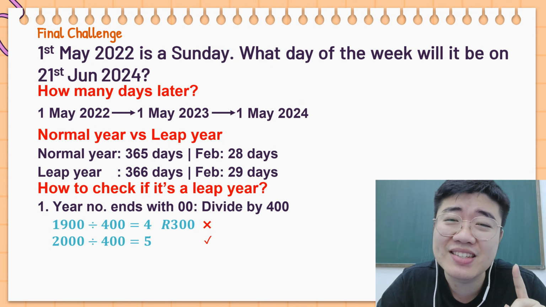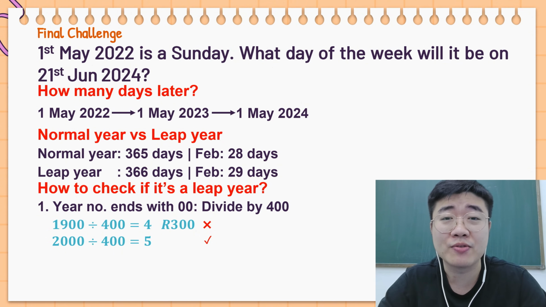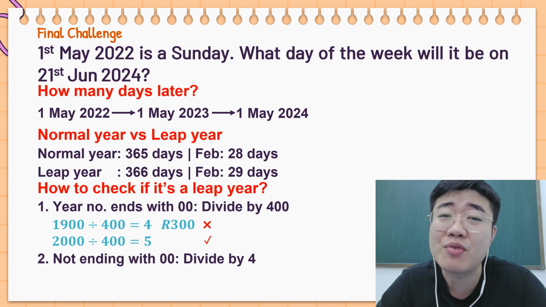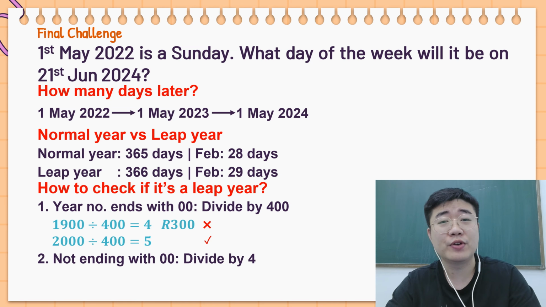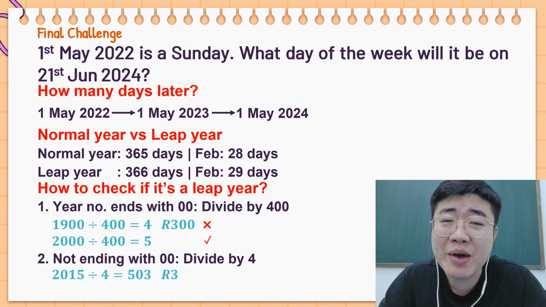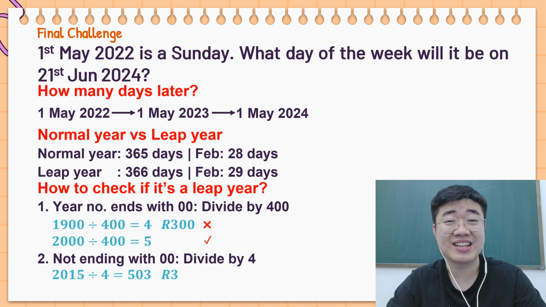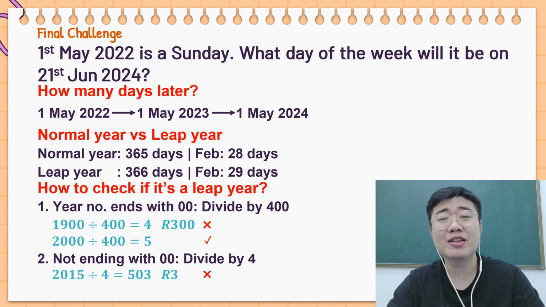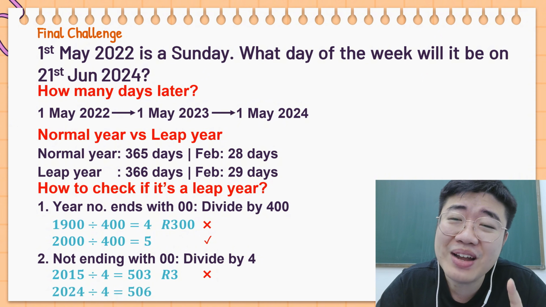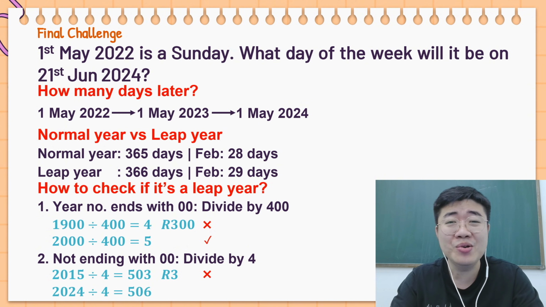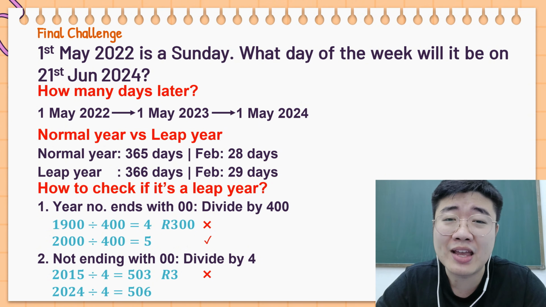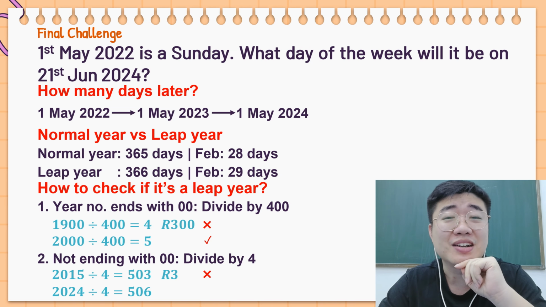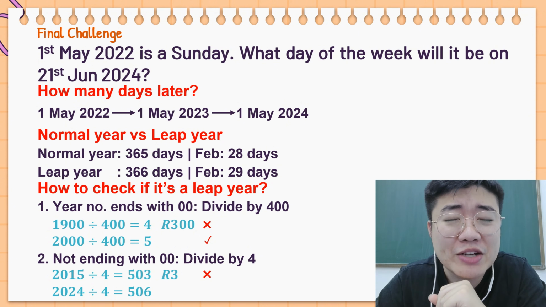The other case is for a number that doesn't end with 2 zeros. If it's not ending with 00, we simply divide by 4. For example, 2015 divided by 4 gives us a remainder of 3. Is that a leap year? No, this is not a leap year. How about the year 2024? 2024 divided by 4, we notice there's no remainder, so this one is a leap year. So now we are clear that 2024 is a leap year, so this case will be special.